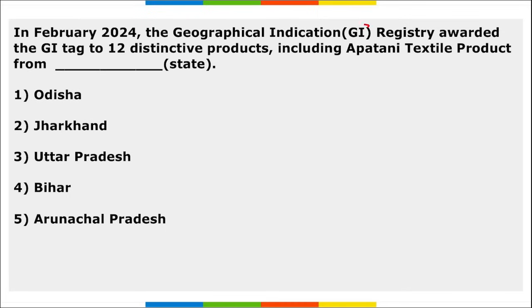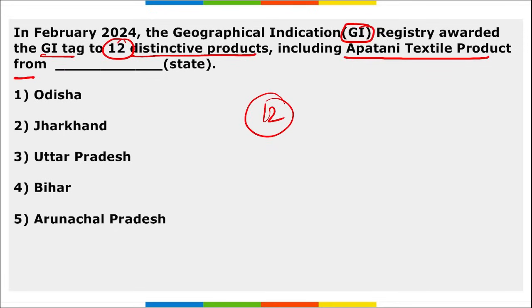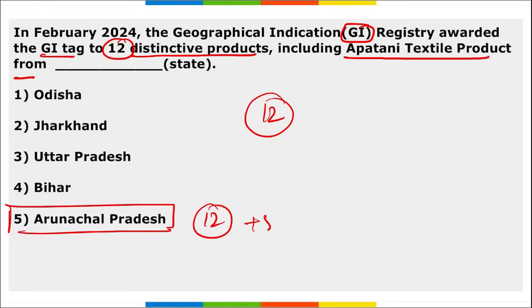Next, GI Registry, that is your Geographical Indication Registry, awarded the GI tag to 12 distinctive products, including Apatani textile products from which state? So, recently, GI tag to 12 distinct products were awarded from which state? So, they were the products of Arunachal Pradesh, right? So they were 12 products, right? Earlier there were 8 products of Arunachal Pradesh that recently got the GI tag, and now the total number is 20. And here a product is mentioned, Apatani textile product, right?